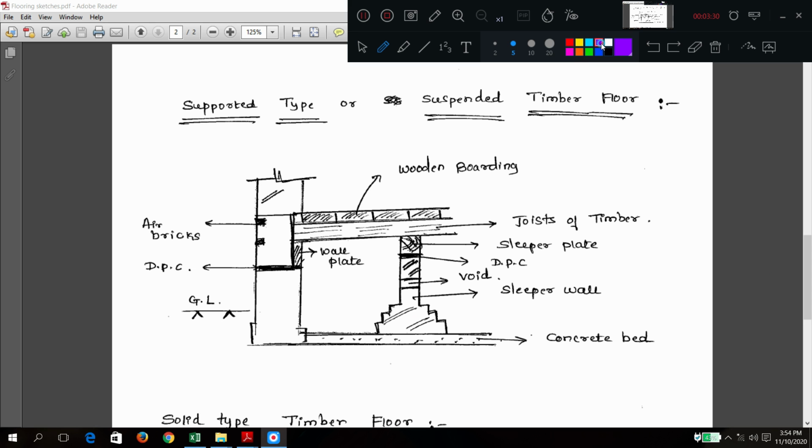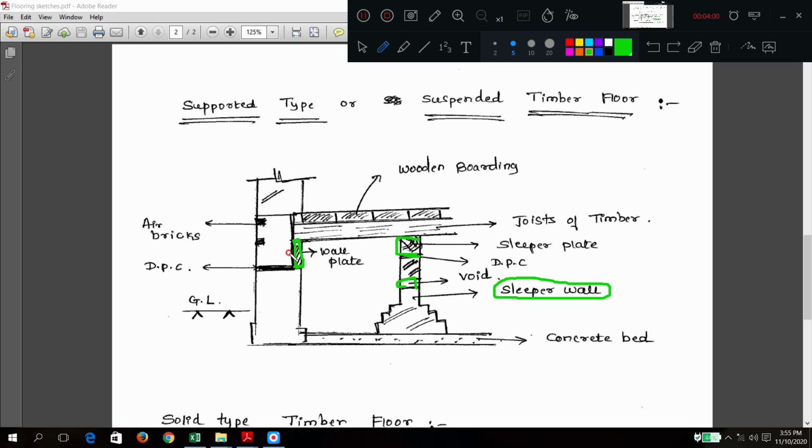Okay, see here. So they have constructed this wall. Here also they have provided a sleeper wall. This is called a sleeper wall. It acts as an intermediate support, and it is a little bit wider. Here also DPC is there. Now at this level, on one side they are going to put a wall plate, and on the other side a sleeper plate. These act as supports for the timber.